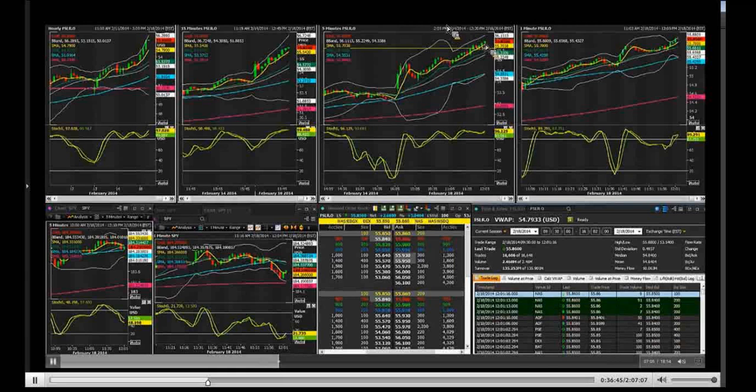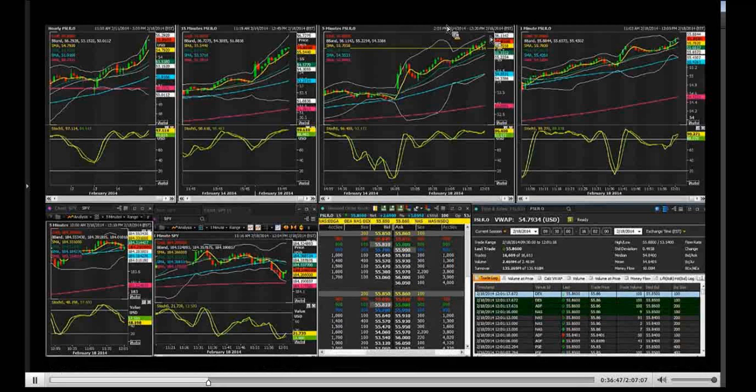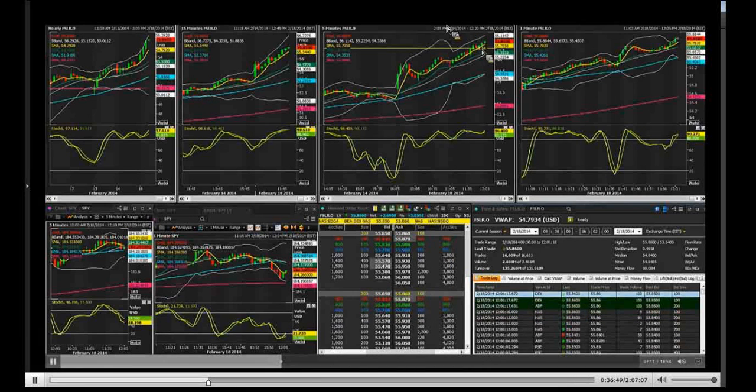As far as where you would take the long, it's when you get that 1 minute cross and a break through that counter candle. So 55.70 is the long trigger, 55.70, 55.71. Take the long, all right?